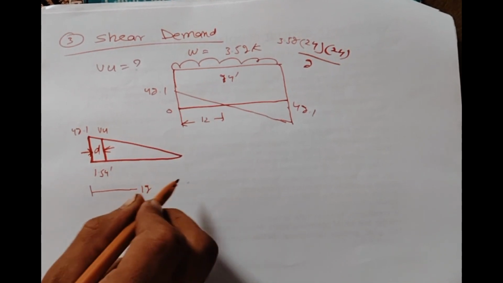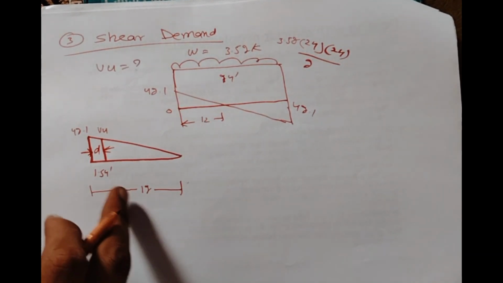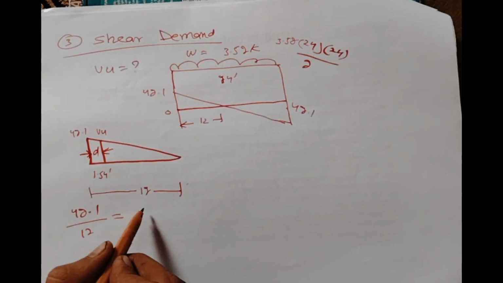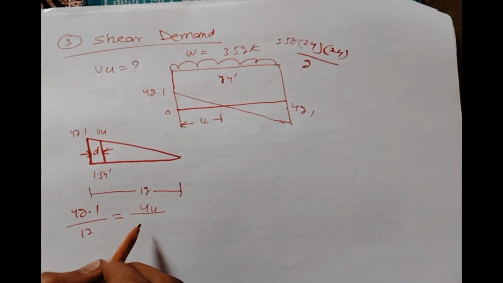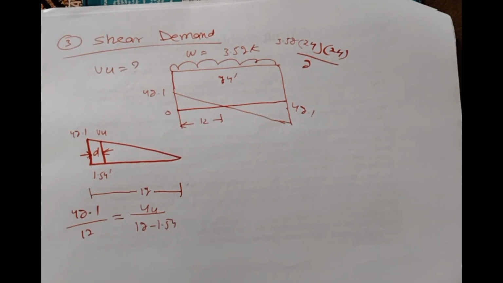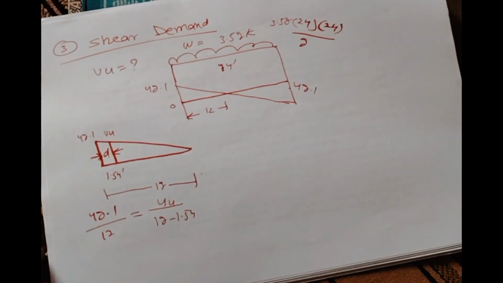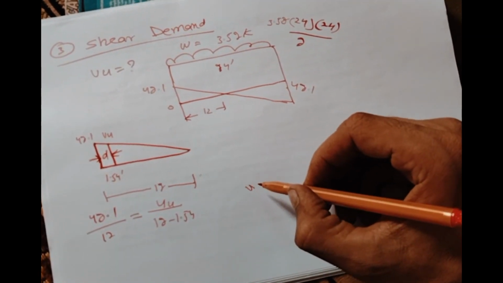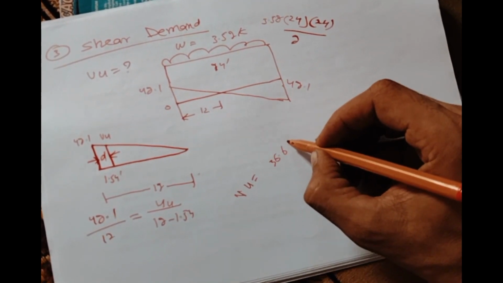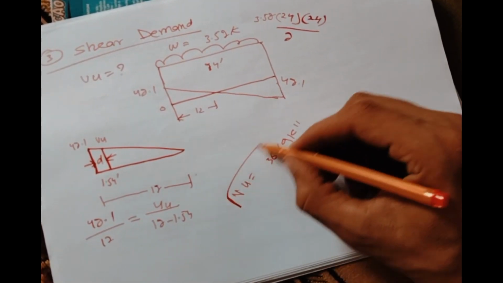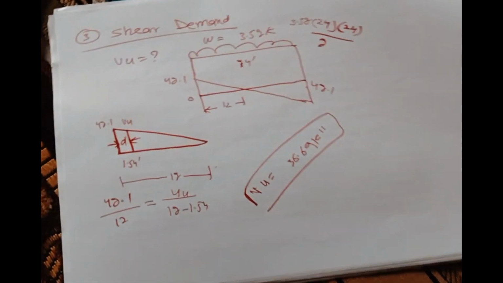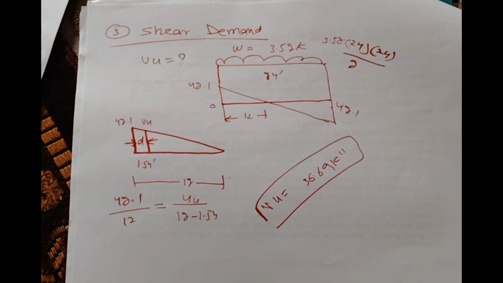So we will calculate the ultimate shear. For this purpose you can use the similar triangle ratio, that is 42.1 divided by 12 and Vu, the ultimate shear, divided by 12 minus 1.54. So we will get the ultimate shear Vu as 36.69 kip. This is the ultimate shear which will be produced in this specific beam.